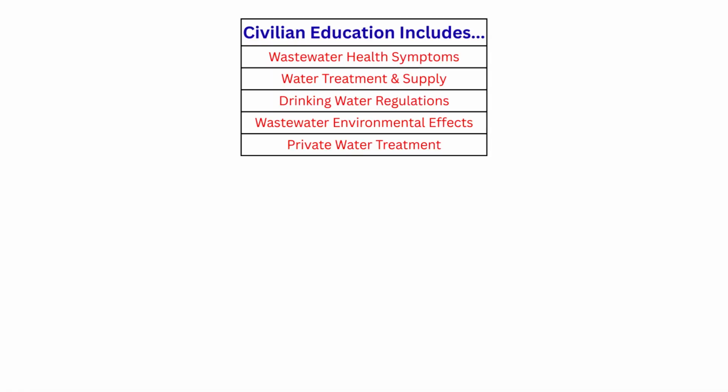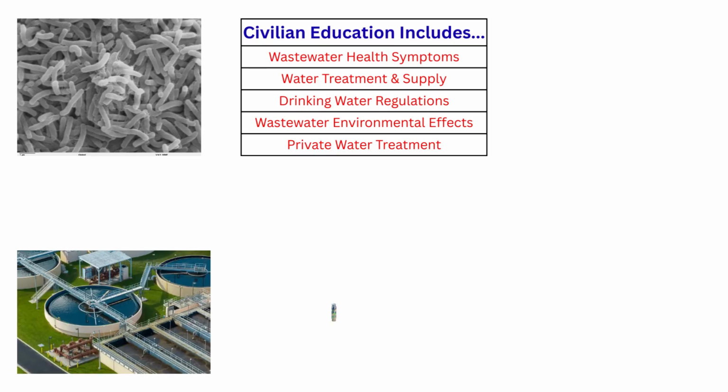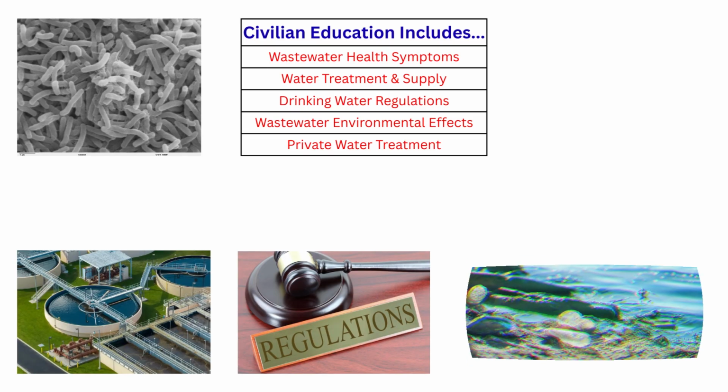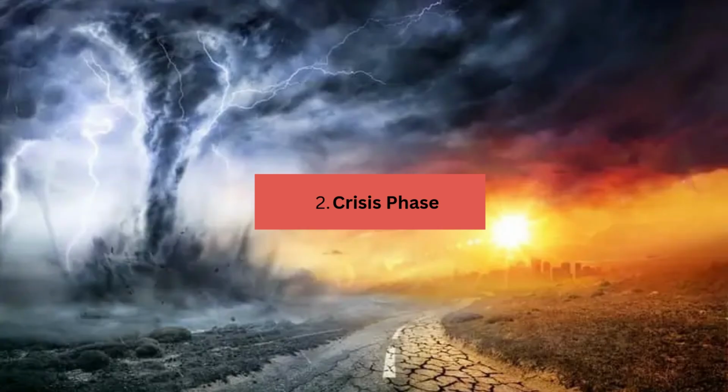On the other hand, news agencies, the state or federal government, educational institutions, and online websites can inform the civilian population on the health symptoms related to untreated water, how wastewater is supplied and treated, regulations imposed to safeguard drinking water, negative effects of wastewater on the environment, and may even how to personally treat their water.